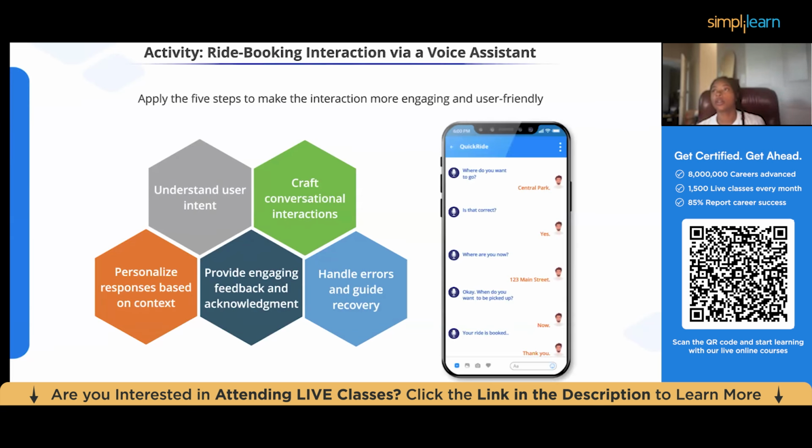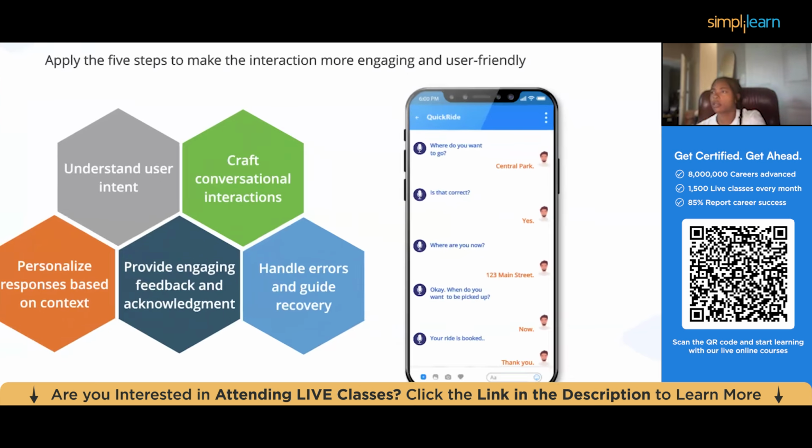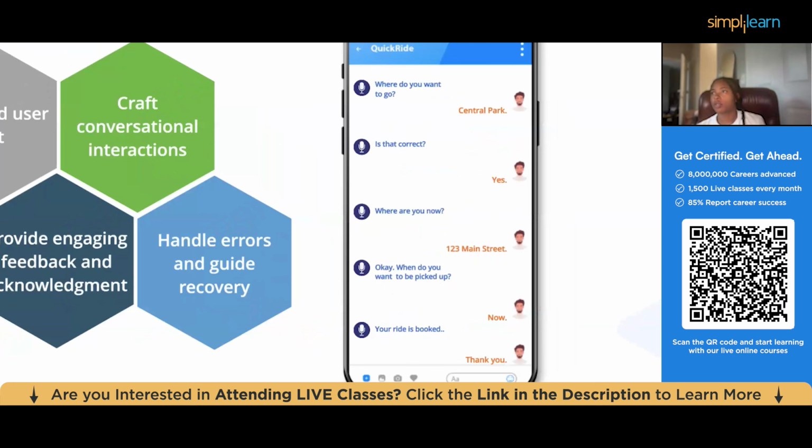So with this activity, we're looking at a ride booking interaction via voice assistant. So we're looking at how they apply the 5 steps to make the interaction more engaging and user-friendly. Just gonna zoom in a little bit more here. So if someone was requesting a quick ride, the voice asked them where they wanted to go, and they told them Central Park. It doesn't show that they repeated it, but it says, "Is that correct?" And the user said yes.